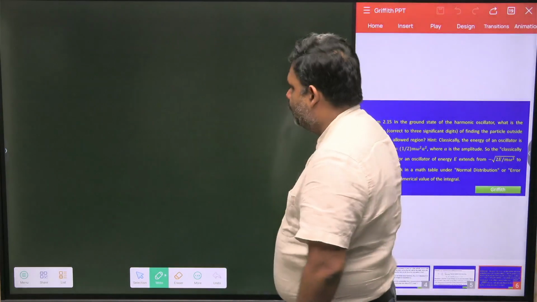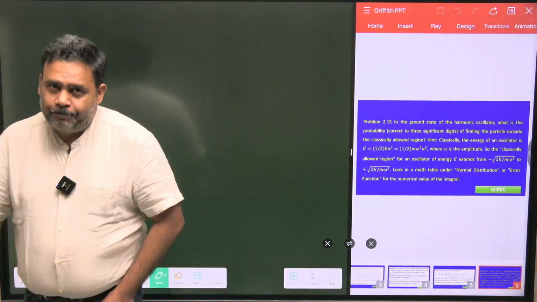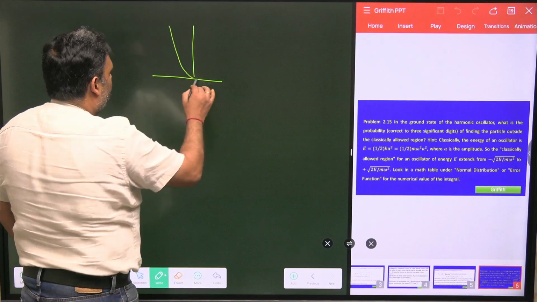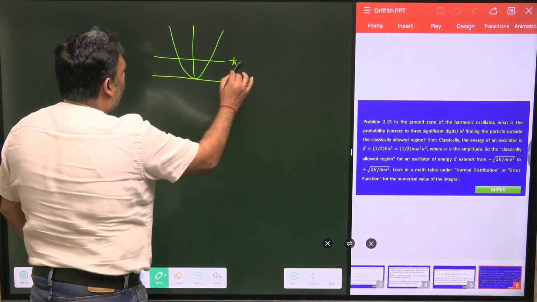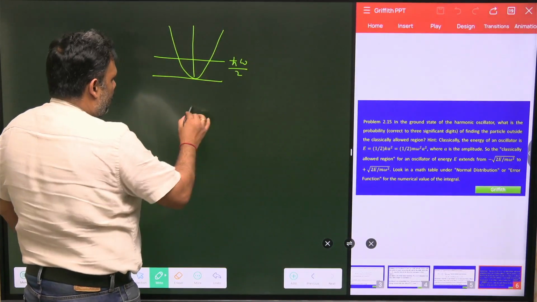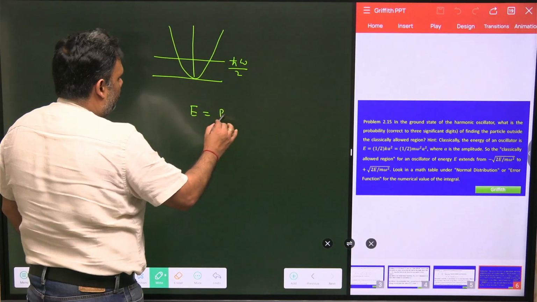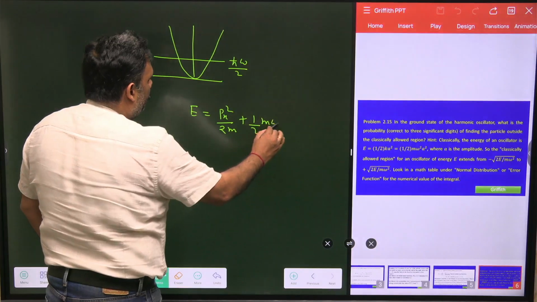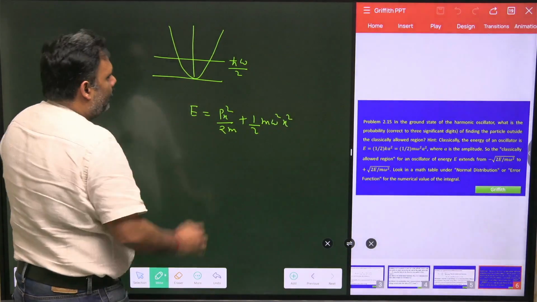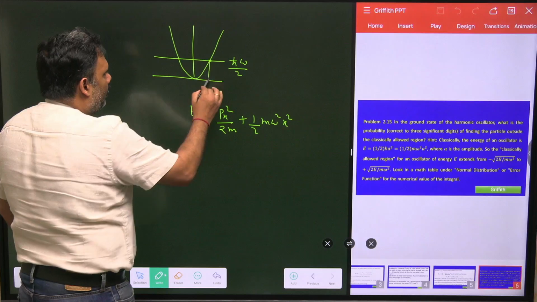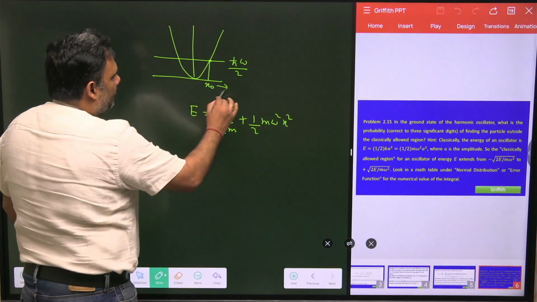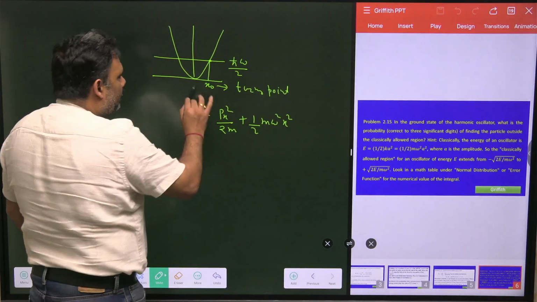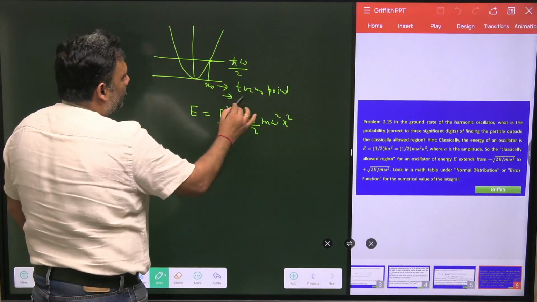When we are talking about the classical forbidden region, again we are here. This is my potential and the energy is h cut omega by 2 for the ground state. And we know that E is equal to p square upon 2m plus half m omega square x square. And this point is known as x naught. This x naught is also known as the turning point, and this x naught is also the amplitude.